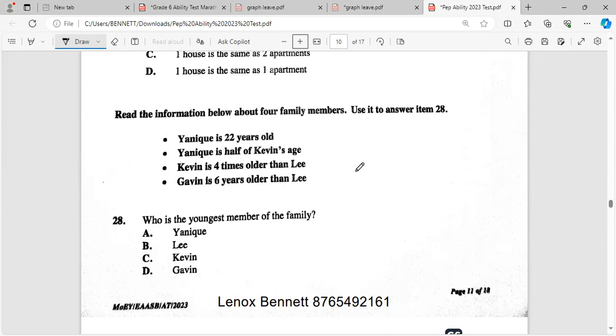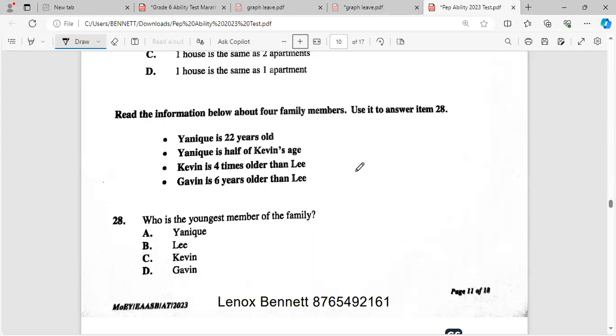Sir, I say B. B, Lee. So Lee is the youngest. Do we agree that it is Lee? No, sir. Yes, sir. Why, Jeremiah? What did she say? Lee, B. I agree. He's 11 years old. All right, Jeremiah, why do you disagree? Sir, I don't know, sir.